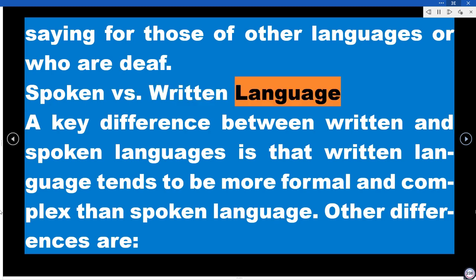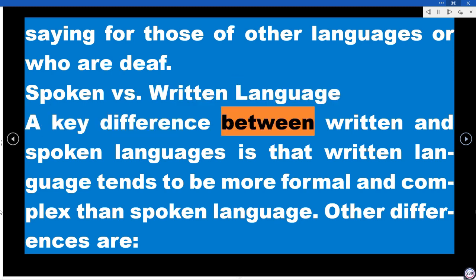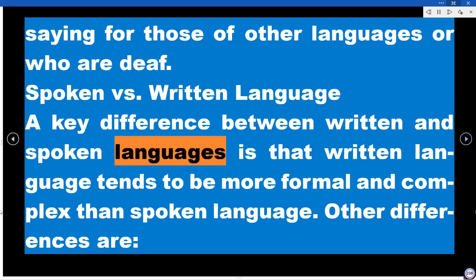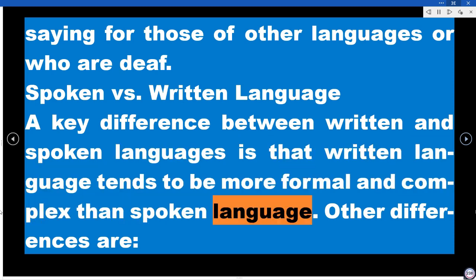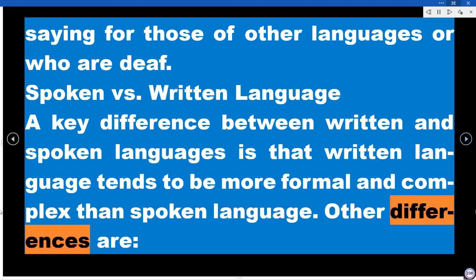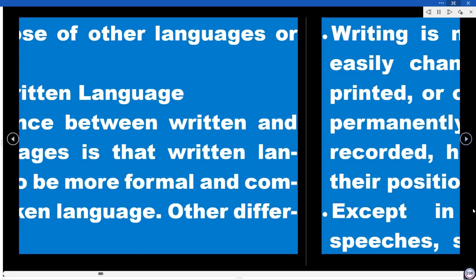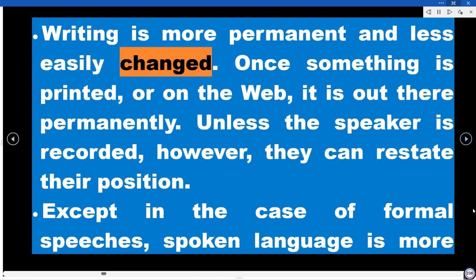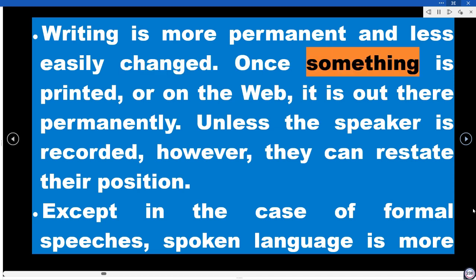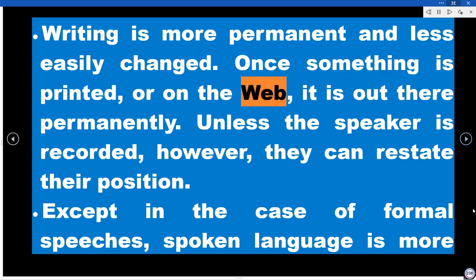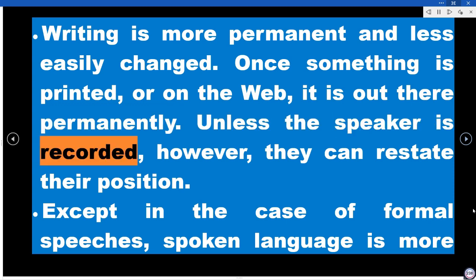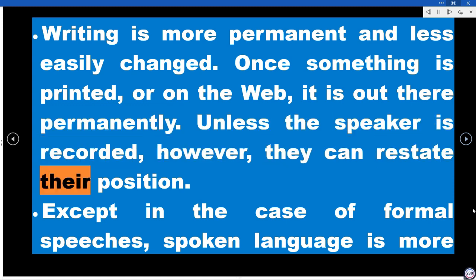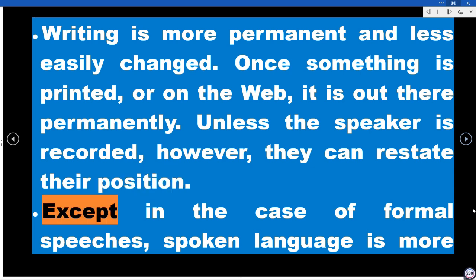Spoken versus written language. A key difference between written and spoken languages is that written language tends to be more formal and complex than spoken language. Other differences are: writing is more permanent and less easily changed. Once something is printed, or on the web, it is out there permanently. Unless the speaker is recorded, however, they can restate their position.